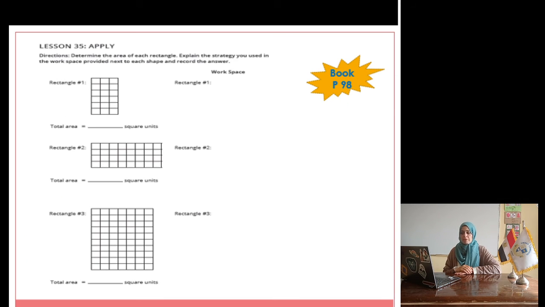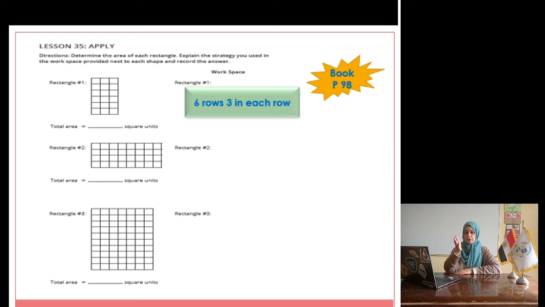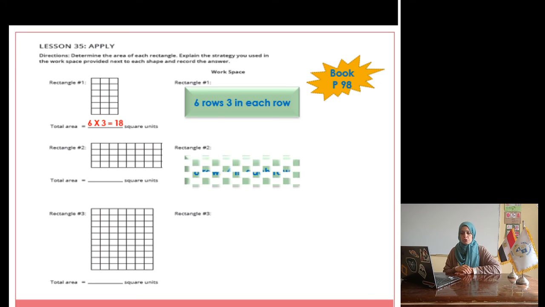For the next page, you have book page 98, apply. You have rectangle number 1. We want to calculate the area of all these shapes. You have 6 rows and 3 columns. That's right, 6 times 3 equals 18. You can count the square units or multiply the 6 and the 3, the row and the column. For rectangle number 2, you have 4 times 8 or 8 times 4. The same answer. You get 32 square units.